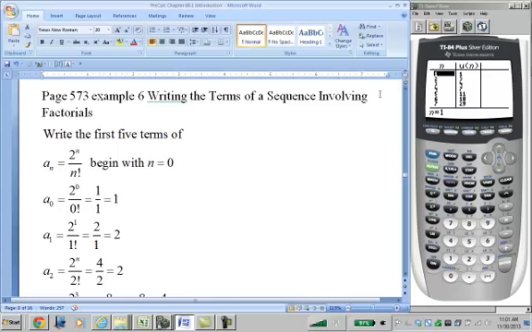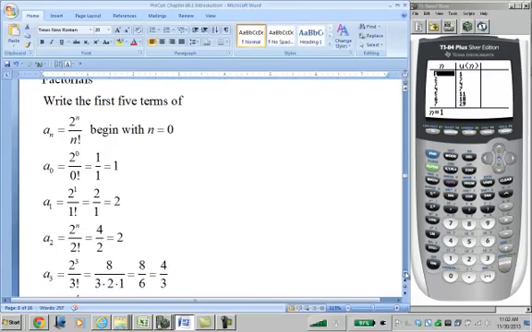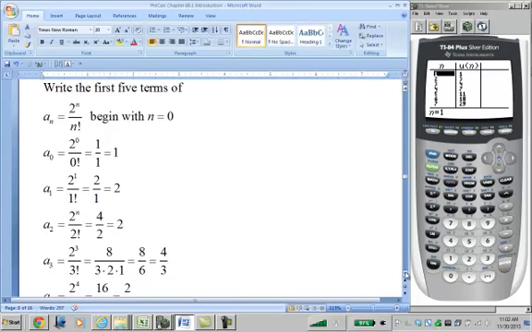Okay. Now, page 570 examples. Writing the terms of a sequence involving factorials. Write the first 5 terms of a sub n equals 2 to the n divided by n factorial. Okay, so it's going to be 2 to the 0 over 0 factorial, which is 1 over 1, is 1. So that's, begin with n equals 0.